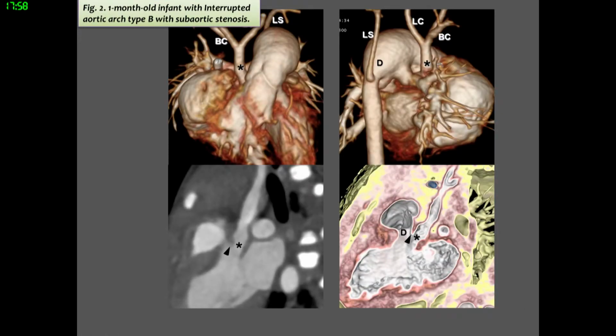This is a 1-month-old infant with interrupted aortic arch type B with subaortic stenosis. 3D VR image shows long segment interruption of the aortic arch between the left carotid artery and left subclavian artery. A severely hypoplastic ascending aorta and large PDA are also visualized. Posterior deviation of the infundibular septum results in subaortic stenosis.